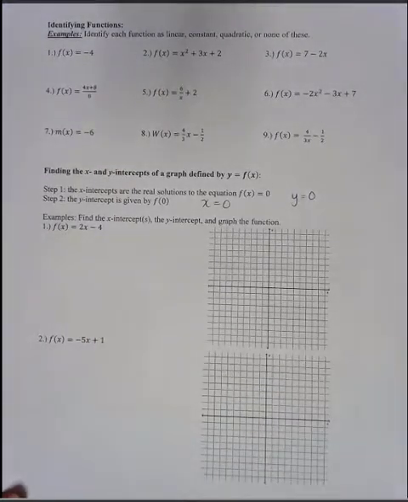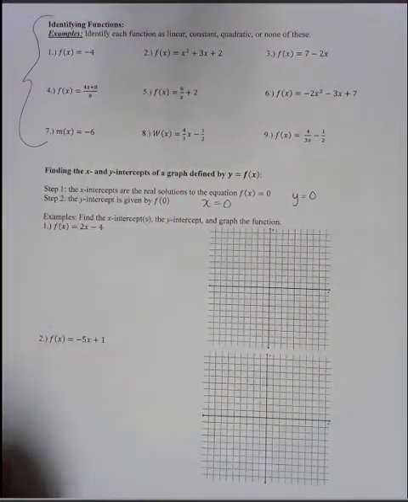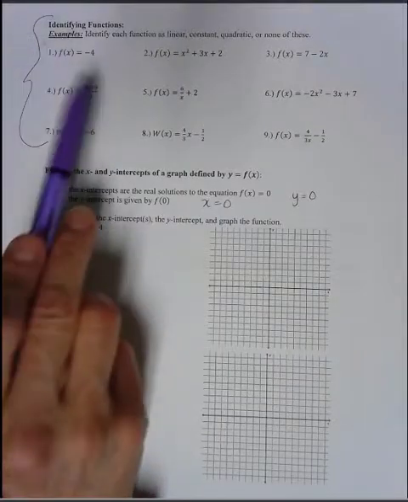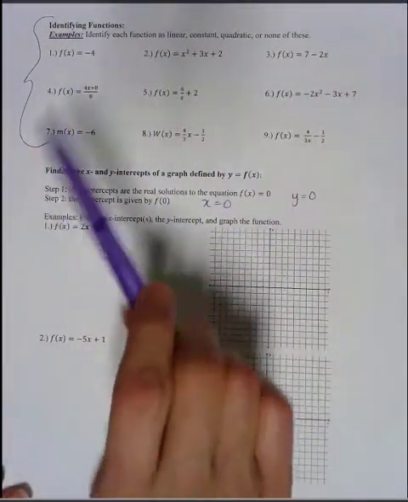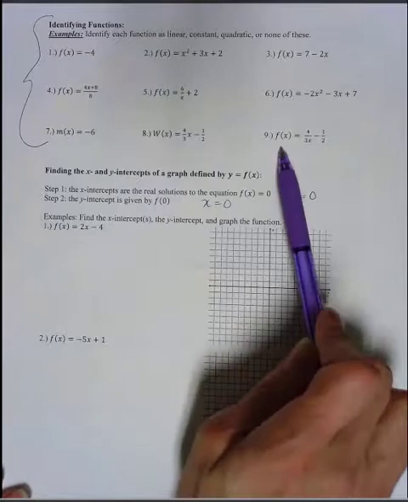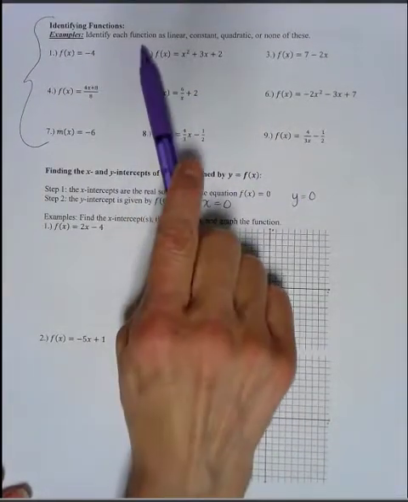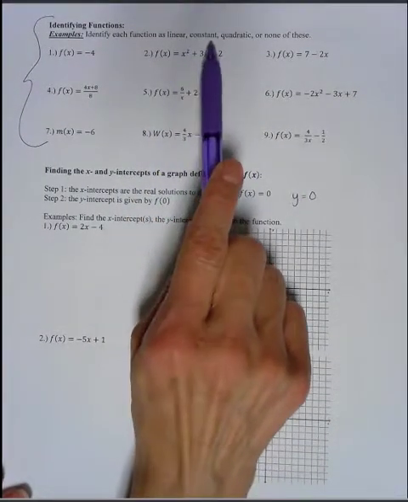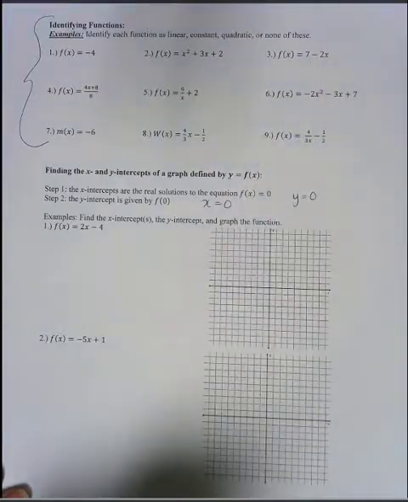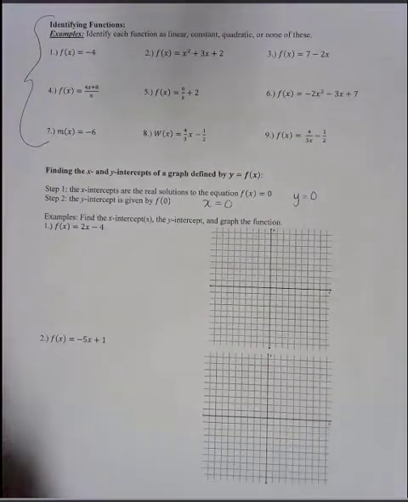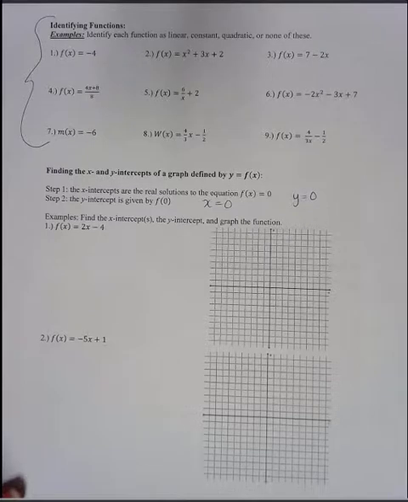Okay, I'm going to stop there, and then tomorrow in class, we're going to go ahead and find the x-intercept, y-intercept, and graph the function. Once you shut off the video, I'd like you to take a few minutes to go through and answer, I think you can do it pretty quickly, numbers 1 through 9. It asks you to identify the functions as linear, constant, quadratic, or none. Okay, so I'd like you to take a look at each of those and identify them based on what you know. I'll see y'all tomorrow.